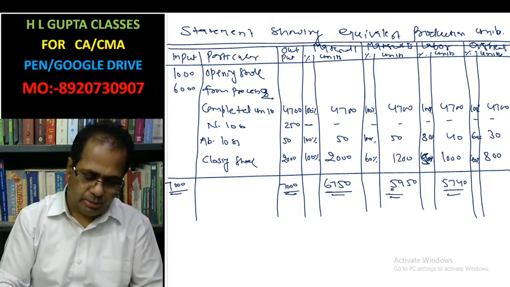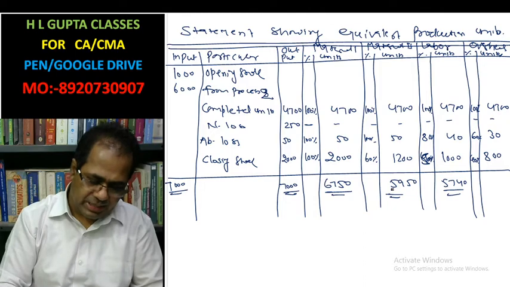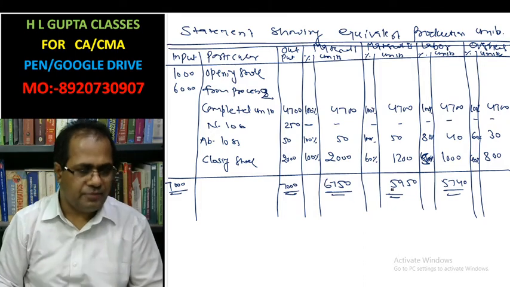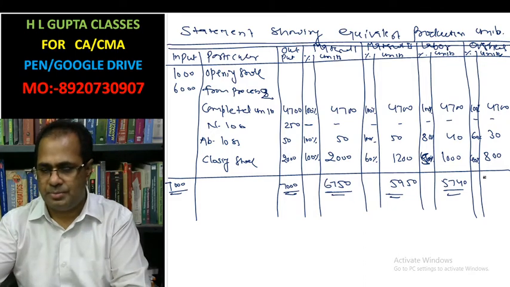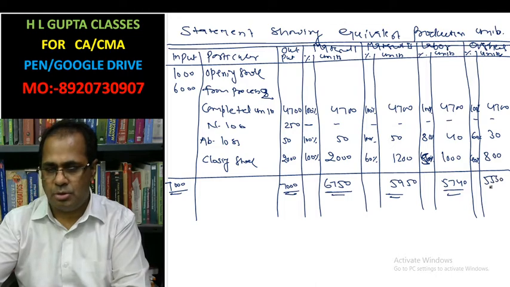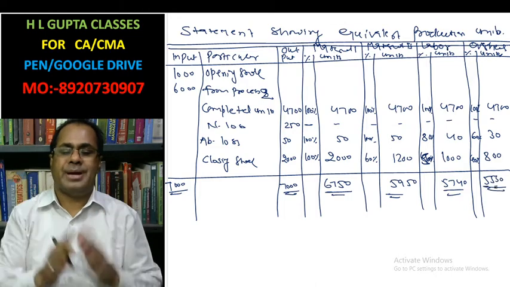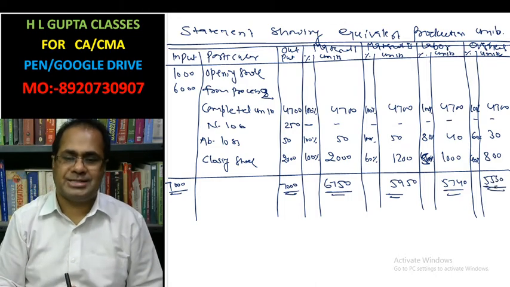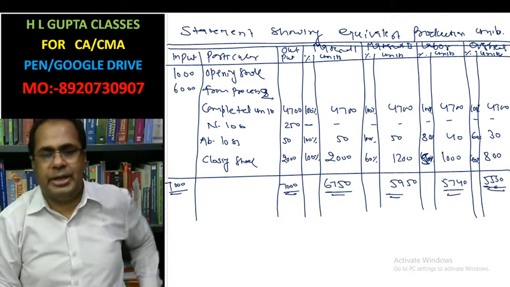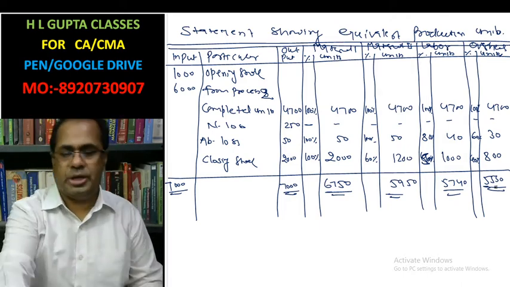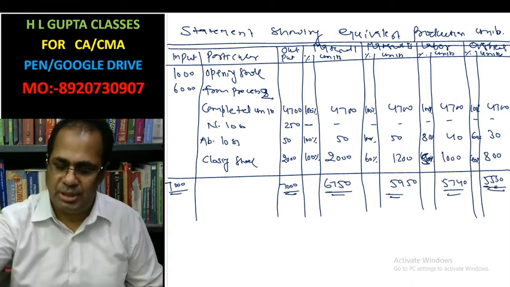Plus 30 plus 800, 5530. This is the way of calculating a statement of equivalent production units in the weighted average method. Okay, in the average method, you can say as well.